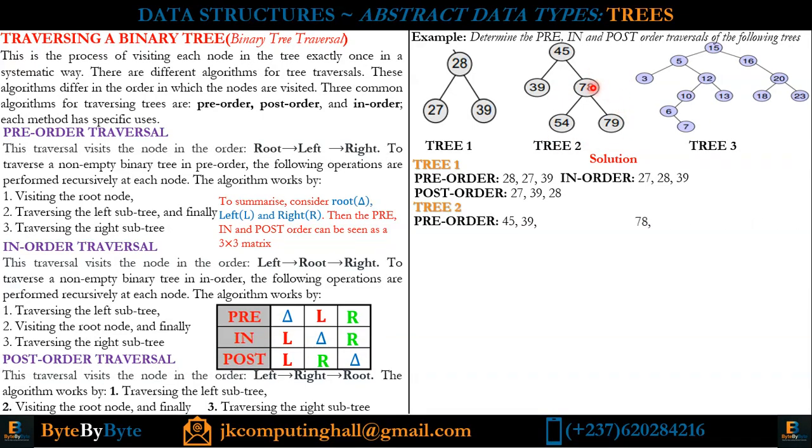That is the root first of all, then the left, and finally the right. So this is the pre-order of the tree. Root, left. When you come and you meet another root, you evaluate it again. Root, left, right. When it comes to in-order, it says left, root, right.